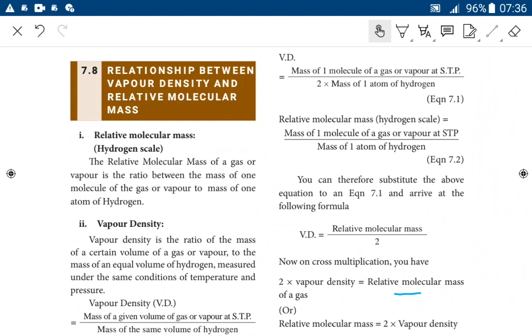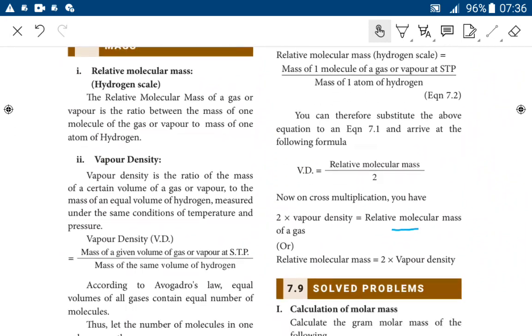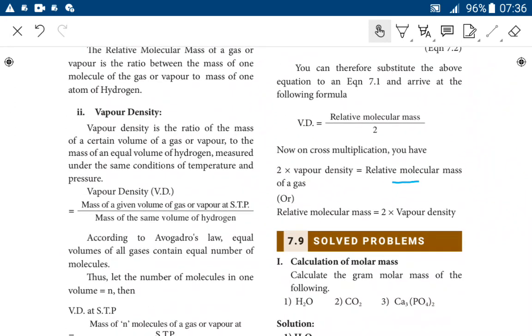So we can write vapor density is equal to relative molecular mass by 2, and when you do cross multiplication we get 2 into vapor density is equal to relative molecular mass. This also can be written in another form: relative molecular mass equals 2 into vapor density. So if you know the vapor density, you can find the relative molecular mass by multiplying by 2.